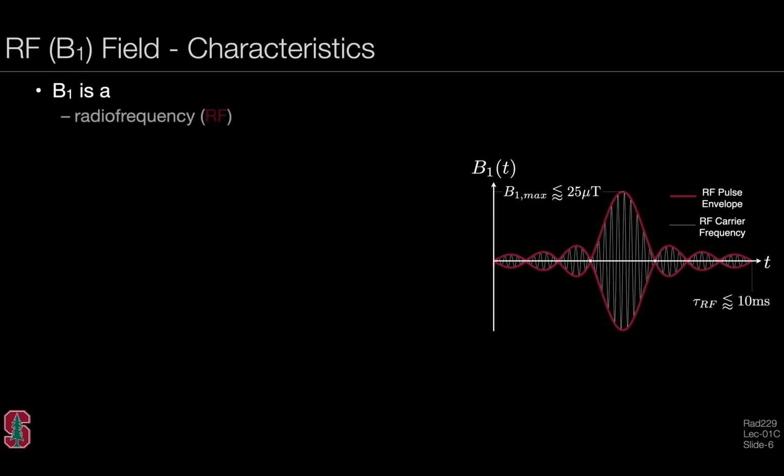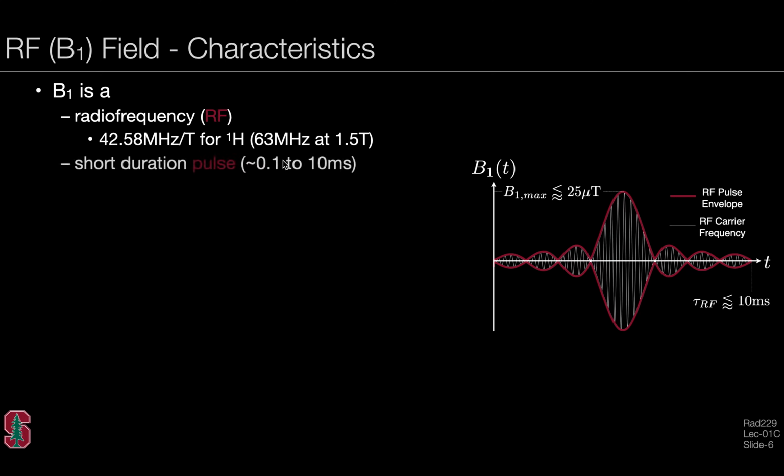So let's think about what the RF or the B1 field characteristics are. The B1 field is a radiofrequency field, so it's in the megahertz range typically. This might be 42.57 megahertz per Tesla in the case of hydrogen nuclei. And once we've determined the externally applied B0 field, then we have a specific operational frequency. At 1.5 Tesla, this would be nominally 63 megahertz.